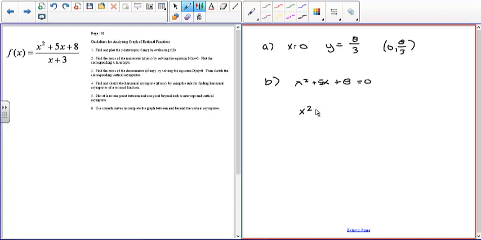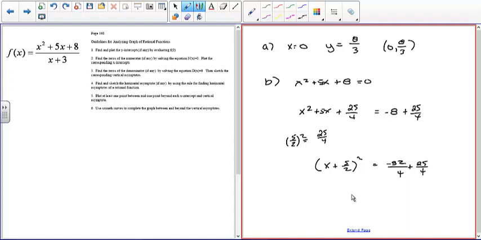So what we'll do is take that, move the 8 to the other side. You take 5 halves and square it. That's 25 fourths. So we add 25 fourths to both sides. So this becomes x plus 5 halves squared. And 8, that's going to be negative 32 fourths. We change this to fourths, plus 25 fourths.